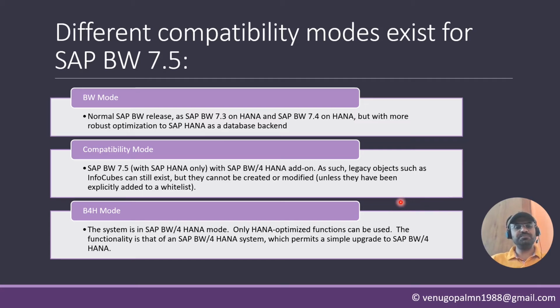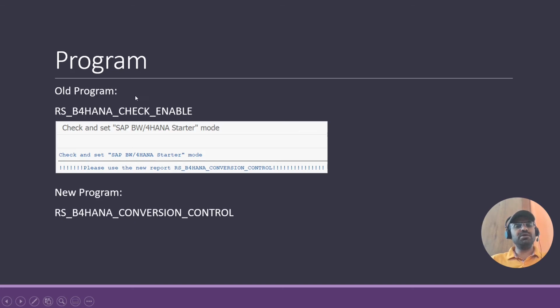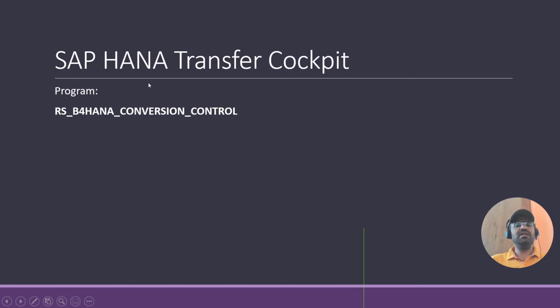Okay, so moving on, there was a program wherein you can use that program to enable or disable this compatibility mode, but that program has been replaced with a new program. The old program was rs_b4hana_check_enable, whereas the new program is rs_bw4hana_conversion_control. This particular program is also called the SAP HANA transfer cockpit. Okay, this will be there in your BW system. It is not a T code; it's a program, rs_b4hana_conversion_control.